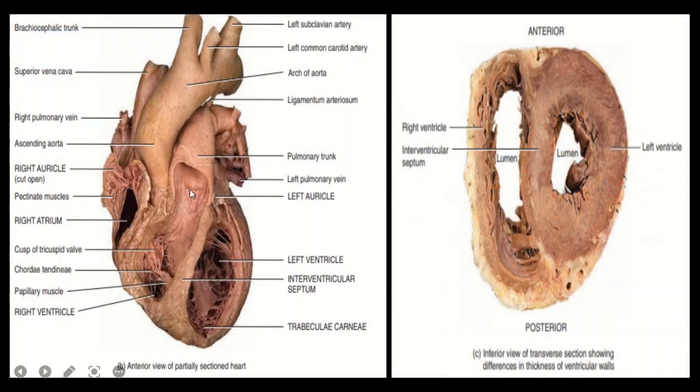So ito yung anterior view of the heart, partially sectioned heart. Ito yung right atrium, dito banda yung left atrium, ito yung right ventricle, dito yung left ventricle. So paulit-ulit lang.